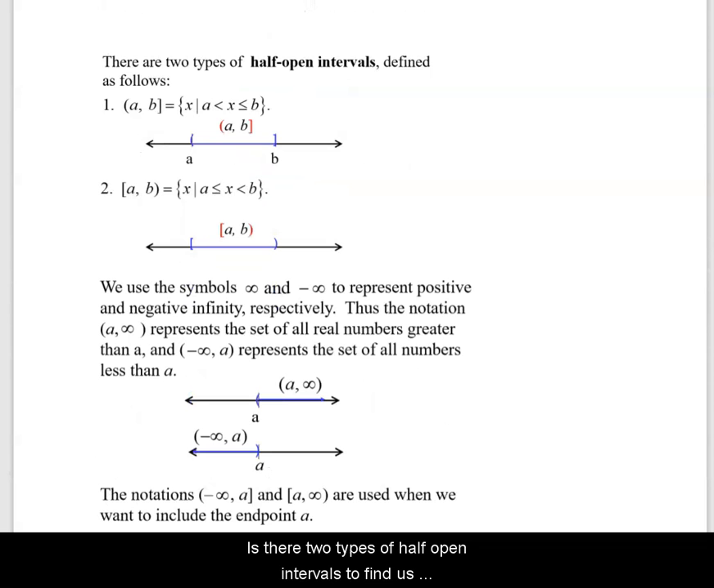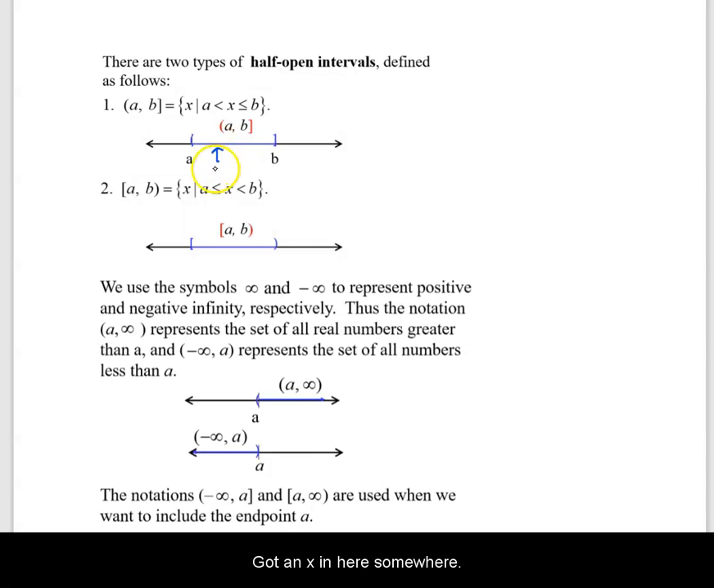There are two types of half-open intervals, defined as follows. We talked about the bracket. Remember, the bracket means it could be equal to, and the parentheses means it's not equal to. So this kind of makes sense. If you read this backwards, x can be greater than A. So we've got an x in here somewhere. It can be greater than A, but it's not equal to A because there's a parentheses there. And x is less than or equal to B, which means that x could actually be B.